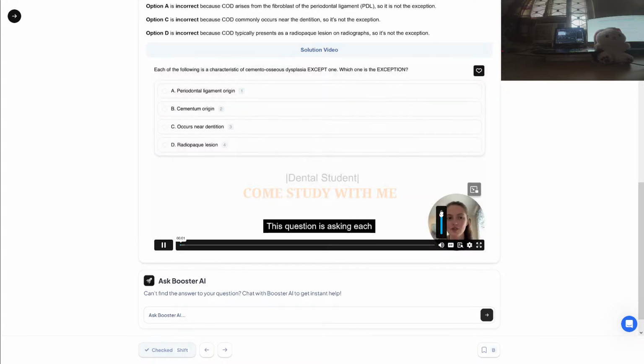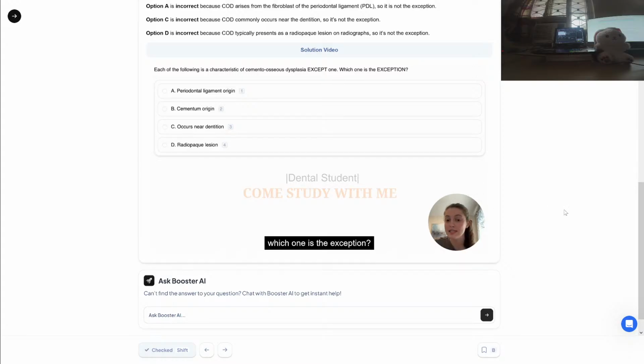This question is asking, each of the following is a characteristic of cemento-osseous dysplasia except one. Which one is the exception? So let's talk about cemento-osseous dysplasia. It's also known as osseous dysplasia, and it's an acquired bone disorder that consists of fibro-osseous lesions. It is a benign and possibly reactive process, and it is the most common fibro-osseous lesion encountered in clinical dentistry.